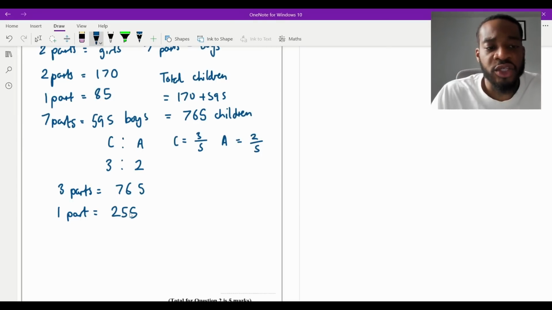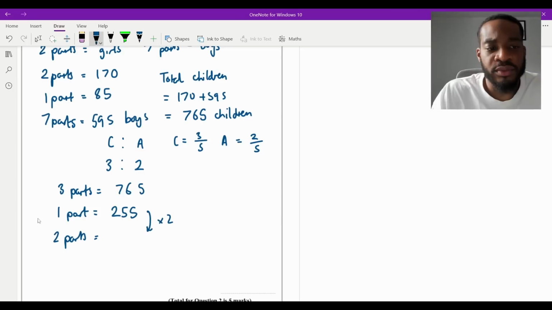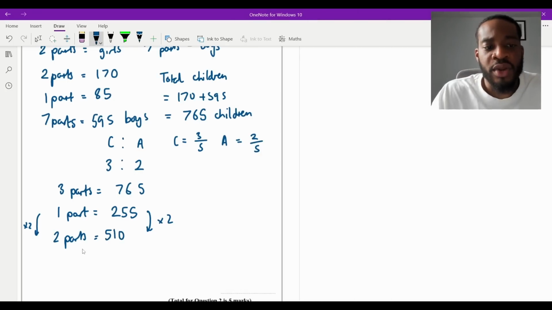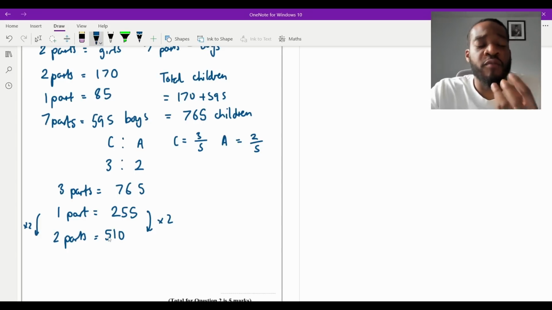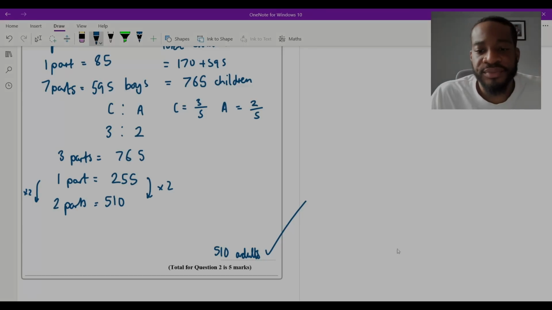And then from there, we can just figure out what the adults are, which is going to be 2 parts. So put in your calculator, just by times them by 2. Let me put it here so it's clear. Times by 2. This will give us the number of adults, which is going to be 510, isn't it? But let's put it in and see what we get. Yeah, 510. So now, what have we worked out? We've worked out the number of parts for the adults, which is how many adults there are. So there are 510 adults. Let's write this here. And that's it. That's question 2 finished.